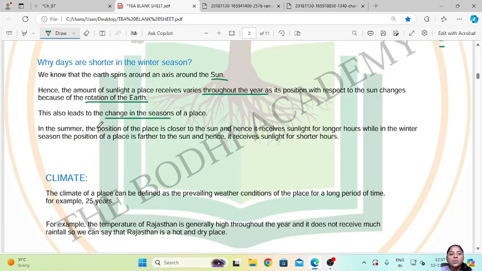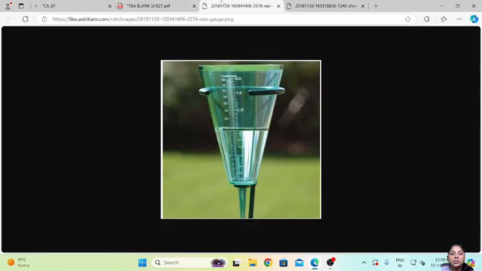In summer, the position of a place is closer to the sun. So when it is closer to the sun, it will receive more sunlight, or it will receive sunlight for longer hours. While in winter season, the position of a place is farther from the sun, and hence it will receive sunlight for shorter hours. So since in summer season the place receives sunlight for longer hours, the days are longer, whereas in winter season the place will receive sunlight for shorter hours. That is why the days in winter are shorter.